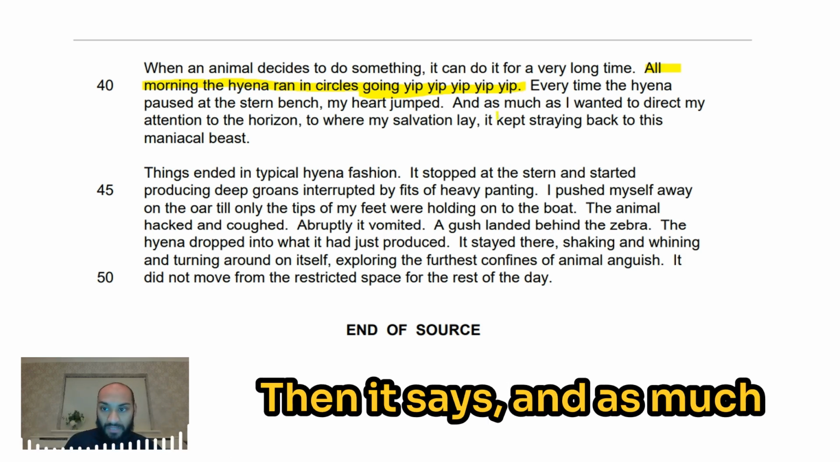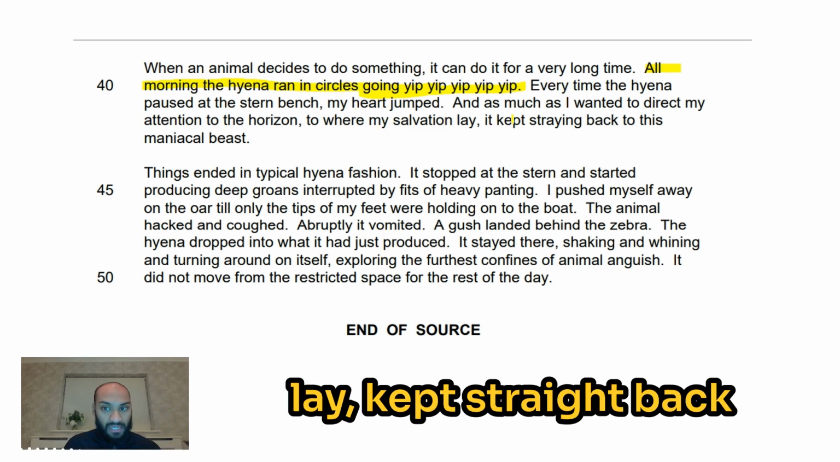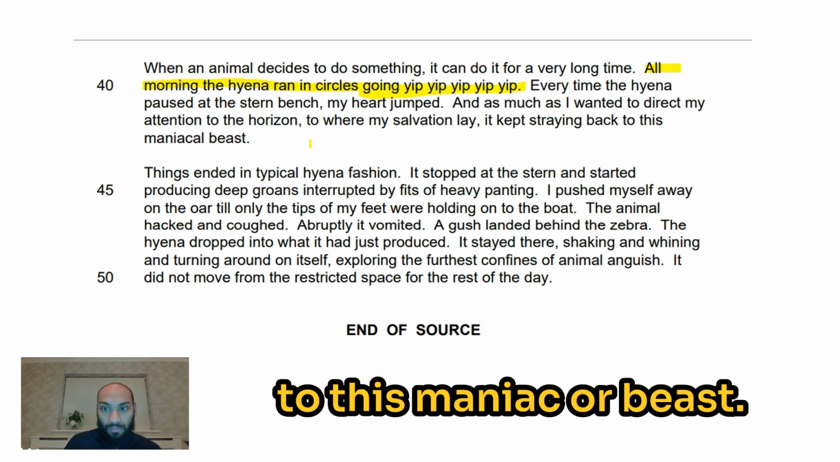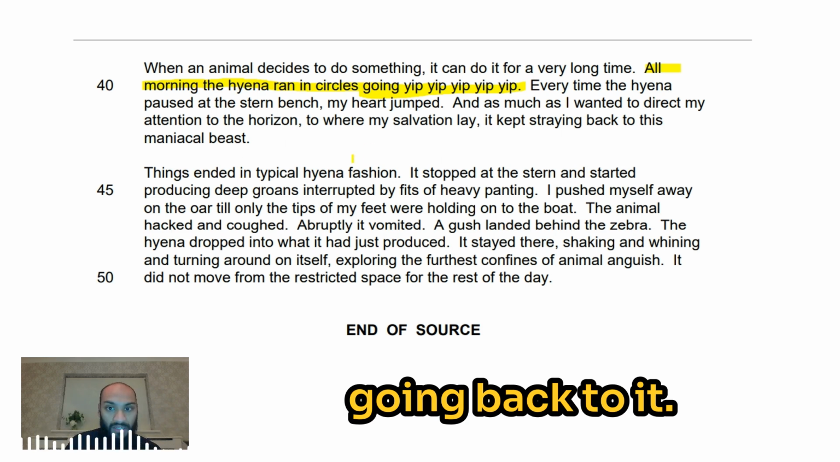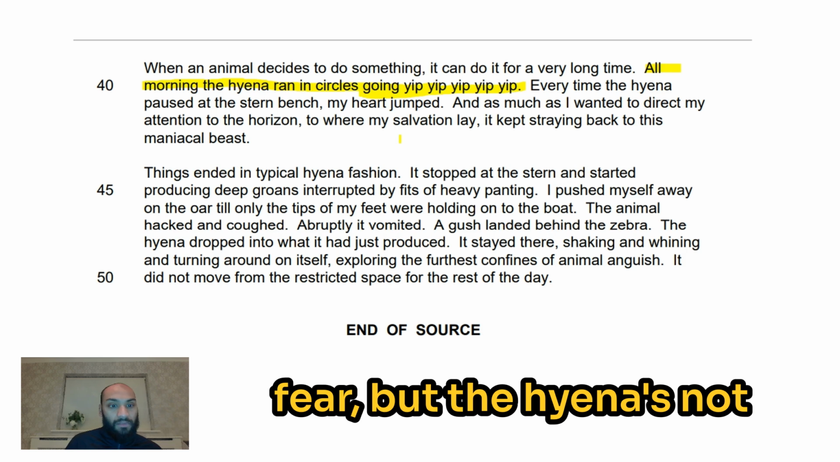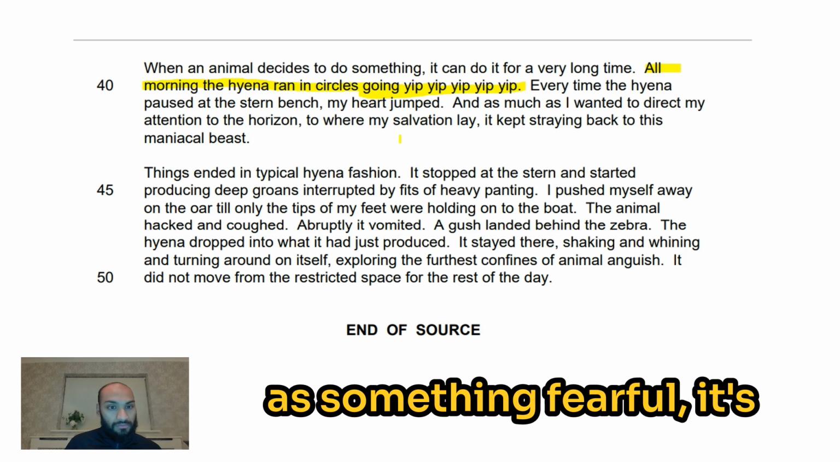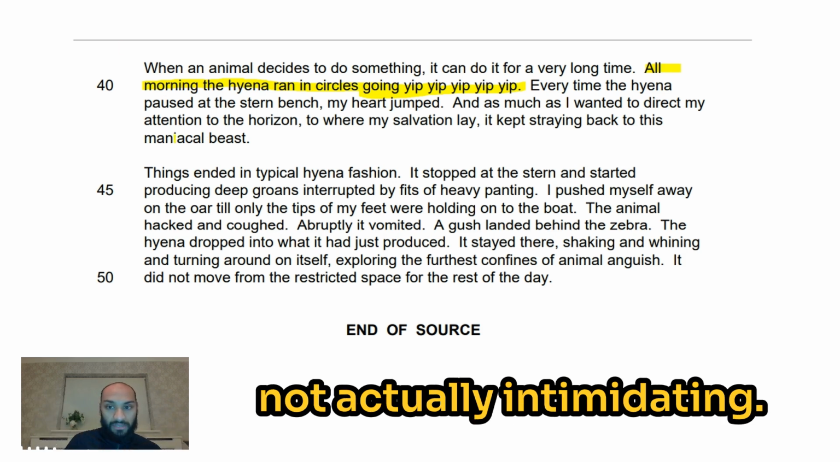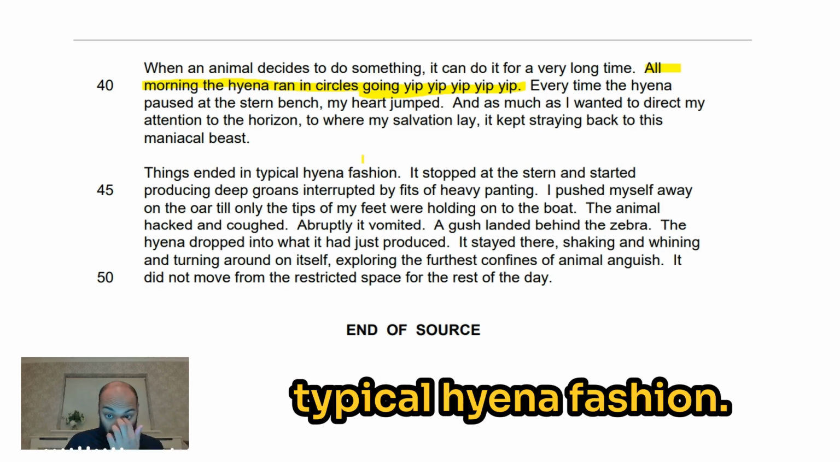Then it says, and as much as I wanted to direct my attention to the horizon, to where my salvation lay, it kept straying back to this maniacal beast. So this beast is a maniac. His attention keeps going back to it. Again, he has this internal fear, but the hyena is not actually presenting itself as something fearful. It's not actually intimidating.